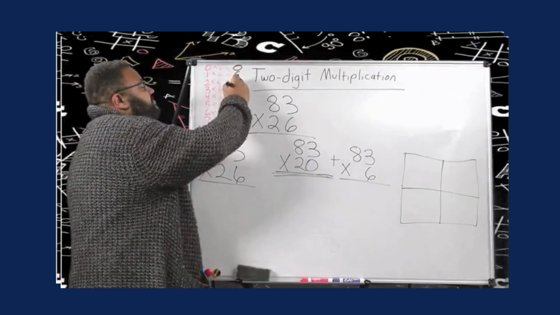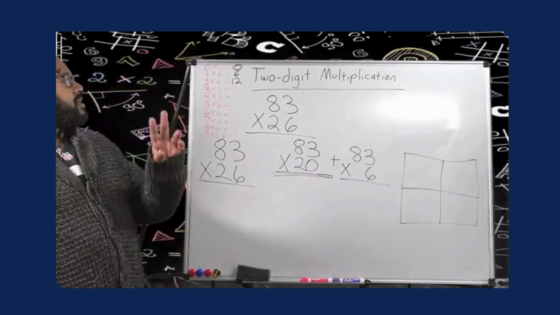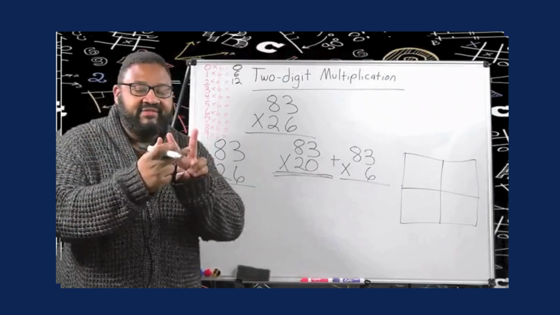All I'm doing right now is making my what? Pick and choose chart. What comes after 12? 13, 14, 15, 16, 17, 18.